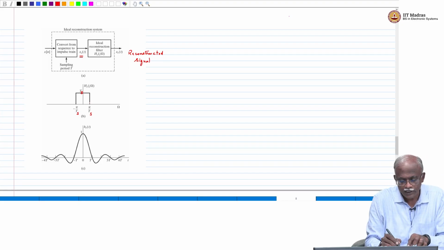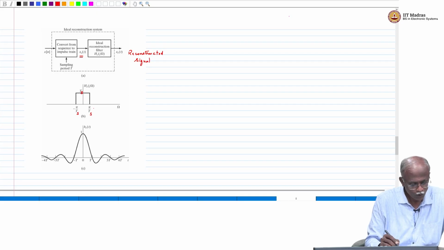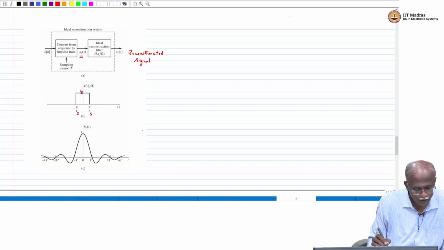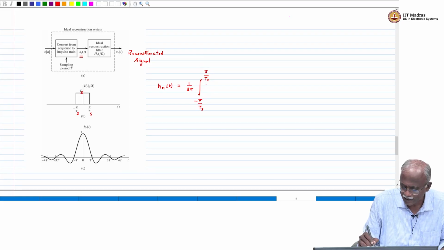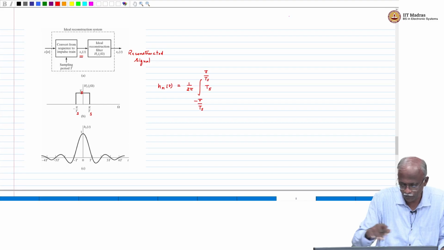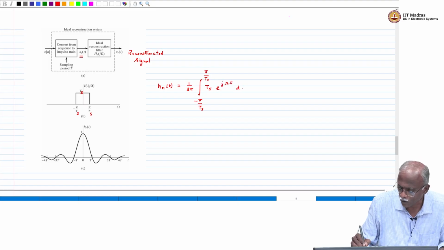Okay. Now, what is the frequency response we have specified? What is the corresponding time domain response? So, what I would like you to do is to write down the Fourier transform of this function. So, hR of t will be equal to 1 over 2 pi integral from minus pi by Ts to pi by Ts. Okay. So, make sure that you write down the Fourier transform integral. The amplitude is Ts for all frequencies in between minus pi by Ts to plus pi over Ts, and you have e power j omega t d omega.